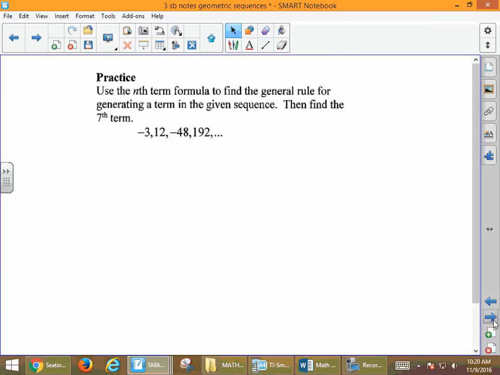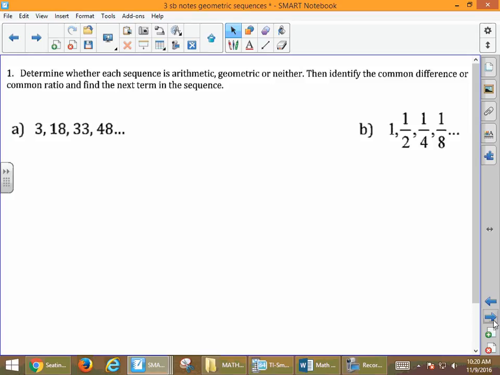But let's practice here for a couple of minutes as we flip our paper to the next page. Let's practice identifying our different sequences. Determine whether each sequence is arithmetic, geometric, or neither. Then identify the common difference or the common ratio and find the next term in the sequence. Well, let's just start here. And when we try this here, I'd start with arithmetic.